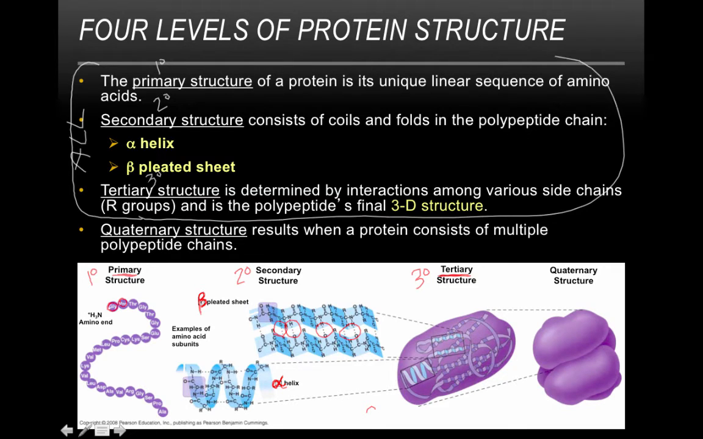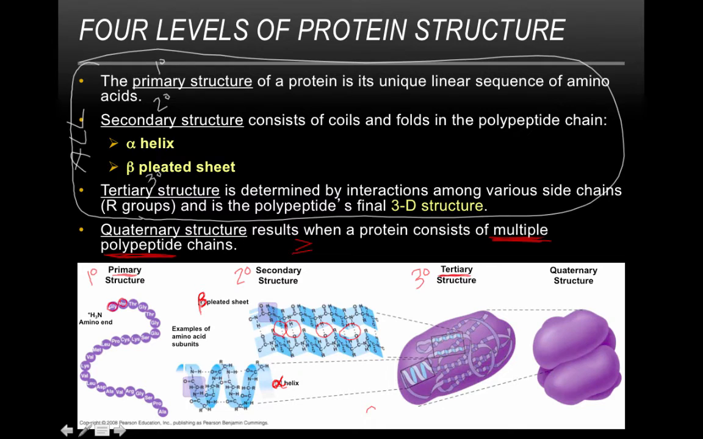For some proteins, that's where they finish folding. One polypeptide folded up into a tertiary shape is the whole protein. But some proteins must go one more step, and that is quaternary structure. Quaternary structure results when a protein consists of multiple polypeptides.